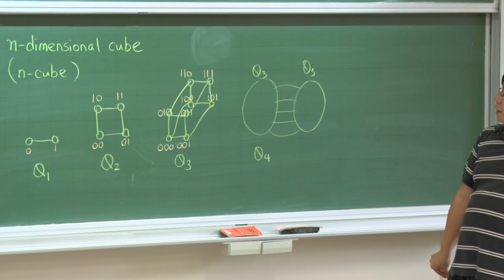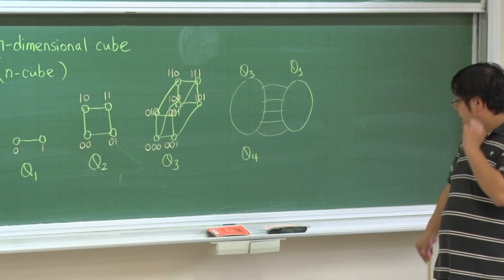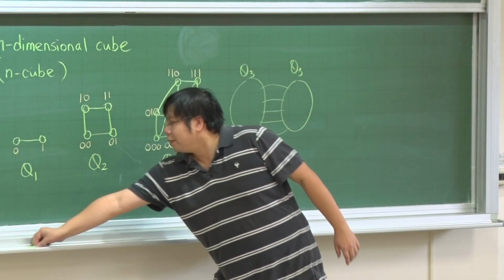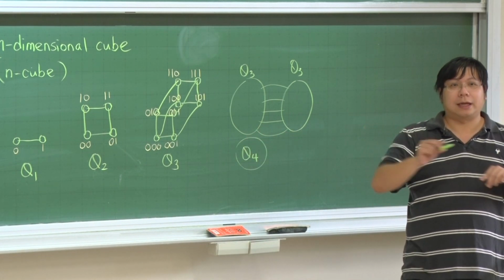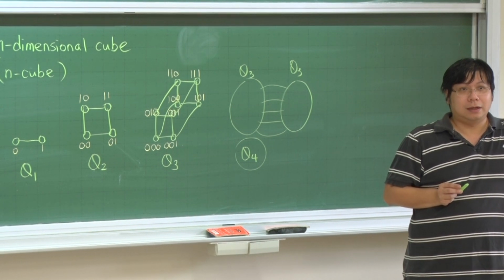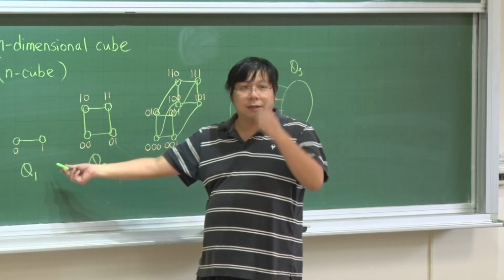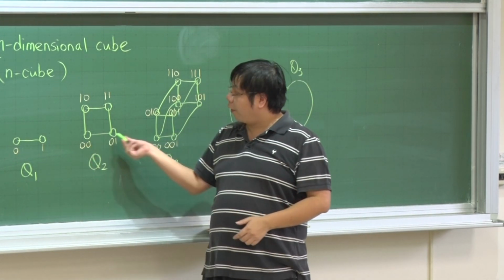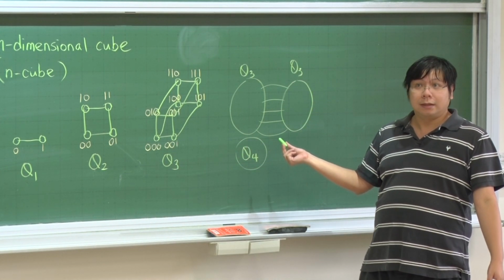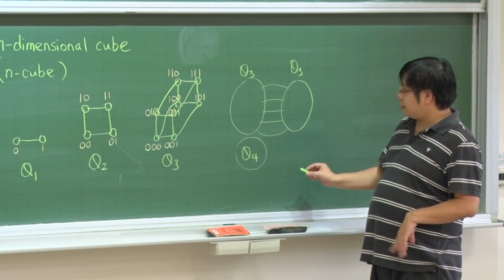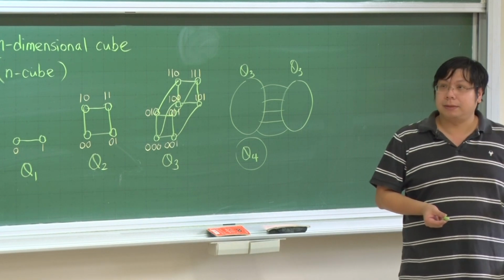Now, after adding the bit string, what is so special about this graph? First of all, I have 2 questions for you. If it is Q4, how many vertices are there in this Q4? How many are there? Q1 has 2 vertices, right? Q2 has 4 vertices. Q3 has 8, and Q4 has 16. Very good. So the number of vertices in a Qk or Qn is 2 to the power n.